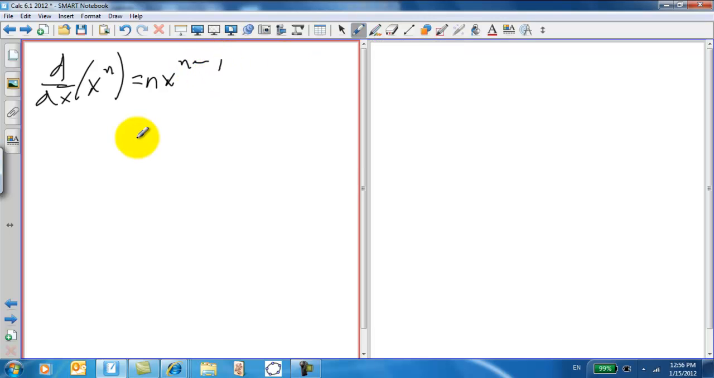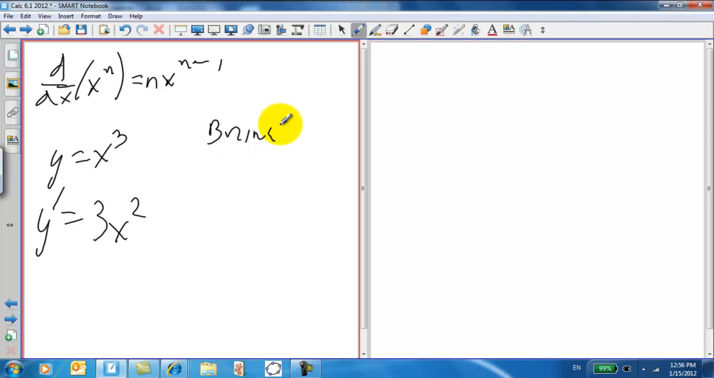X to the n minus 1. Let's go over that example again. Let's say you had y equals x cubed. The derivative would be 3x squared. Notice what you're doing first. Bring down the power, and then decrease the power by 1.